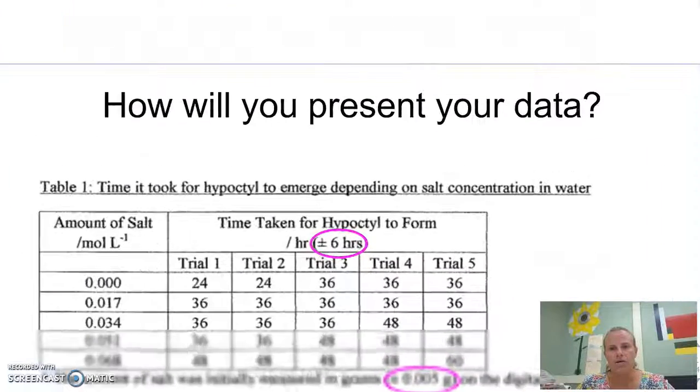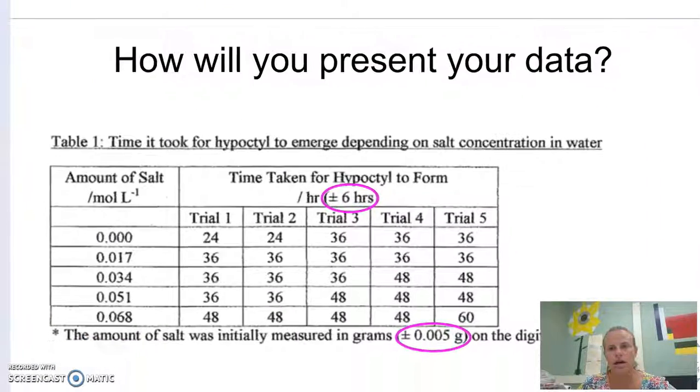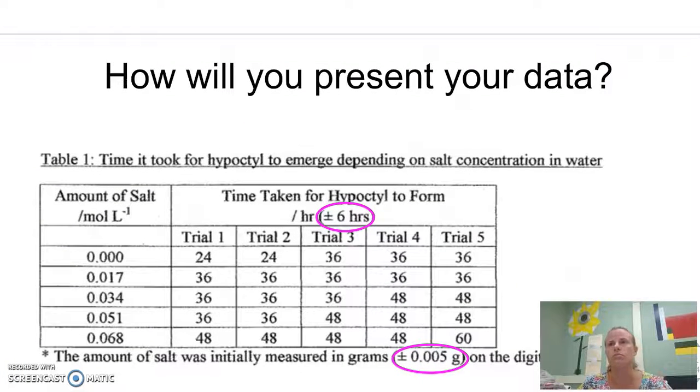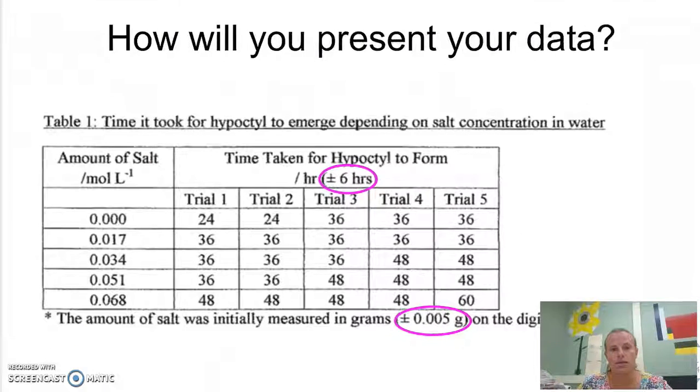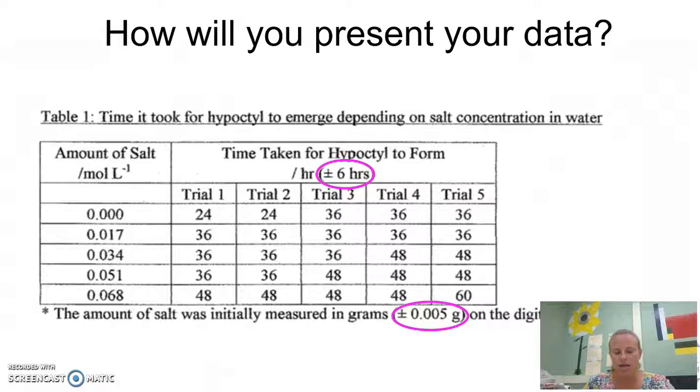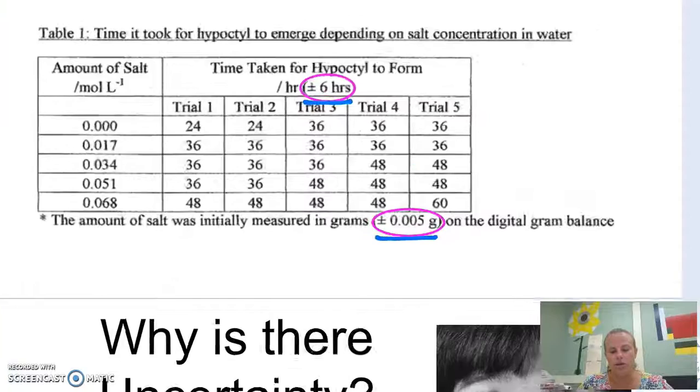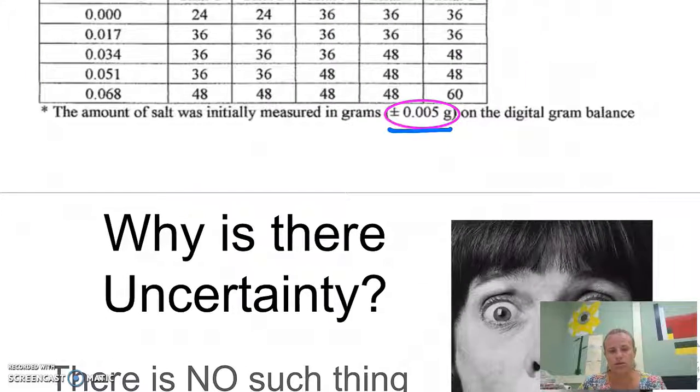So we did this lab all about how animal behavior is affected by various variables. So how are you going to present your data? Well, you're going to present it in a data table. If we notice a couple of things in this data table, you'll see as circled, we've got plus or minus 6 hours, or here you've got plus or minus 0.005 grams. Well, where did that come from and why do we need that? What that is called is uncertainty.